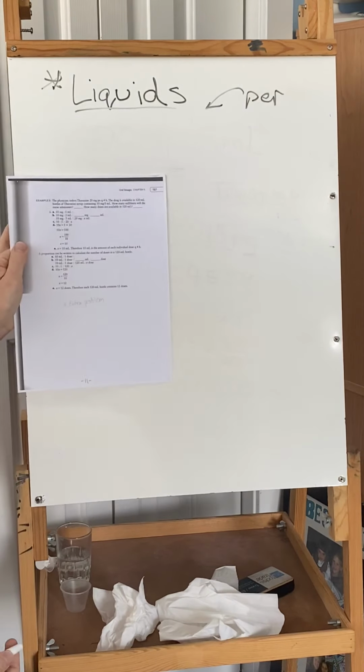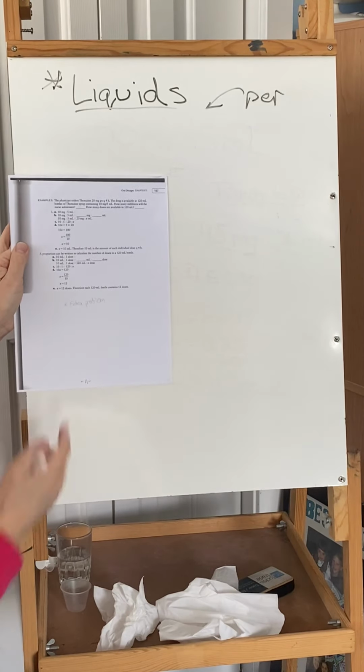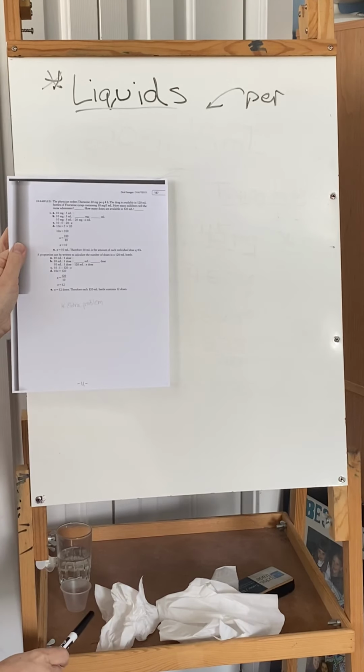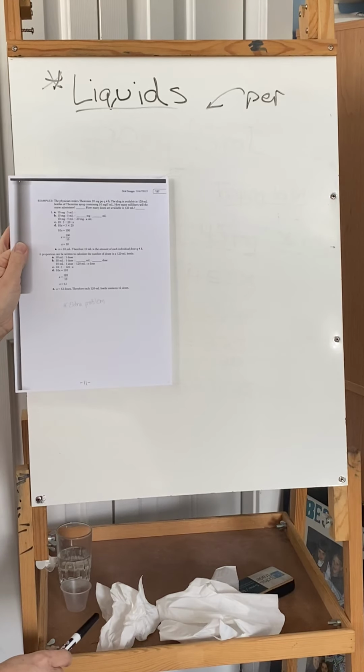Example 2. This is on page 11 of your instruction sheet. The physician orders Thorazine, 20 milligrams by mouth every 4 hours. The drug's available in 120 ml bottles of Thorazine syrup containing 10 milligrams per 5 ml.